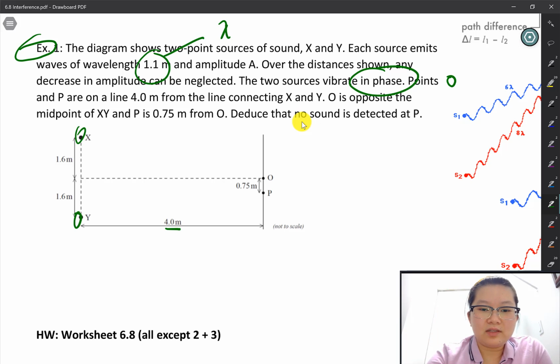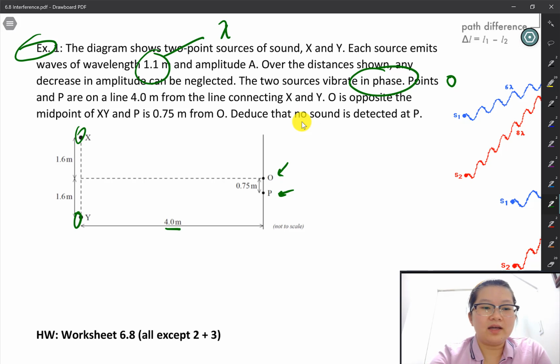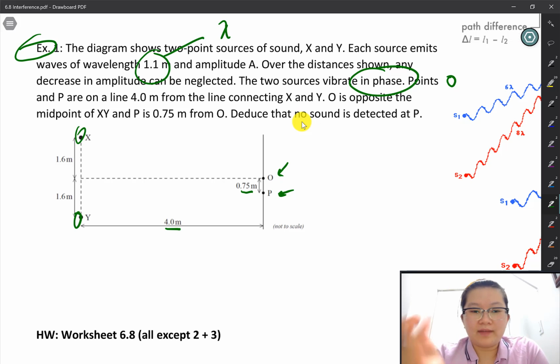Points O and P, so these two guys here, they are on the same line that is 4 meters from the line connecting X and Y. So they're 4 meters away from these sound sources, well, from the middle of those sound sources. O is opposite the... oh, it definitely got cut off. I think what this question is trying to say is O is directly opposite the midpoint, so it's exactly in the middle, but on the opposite side. And then P is 0.75 meters away from O on that same line.